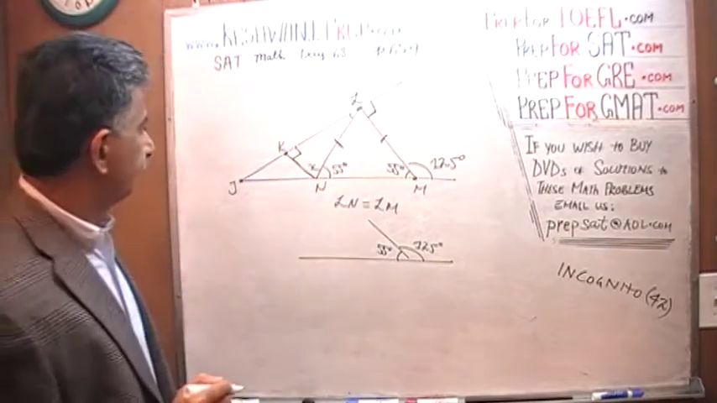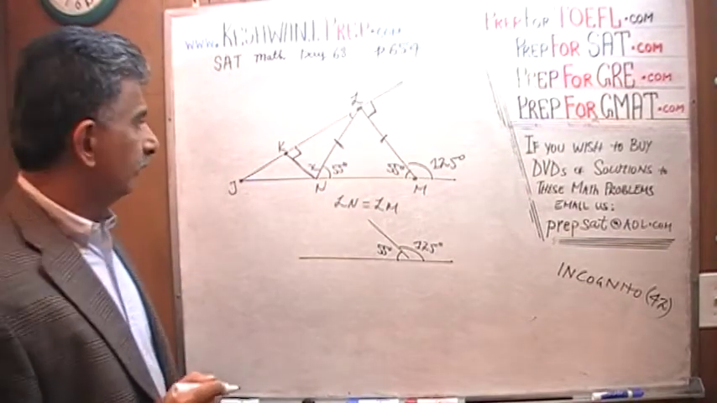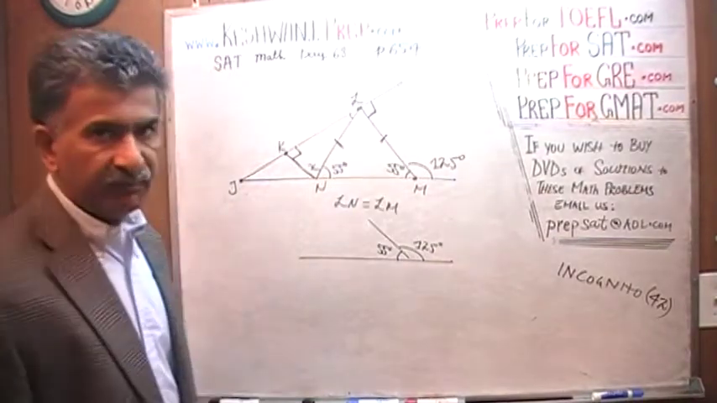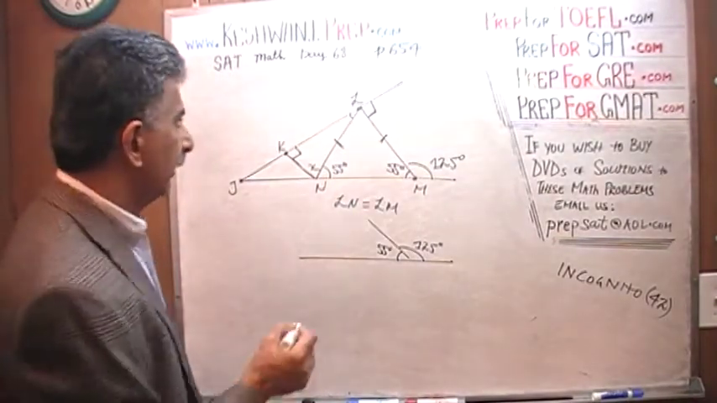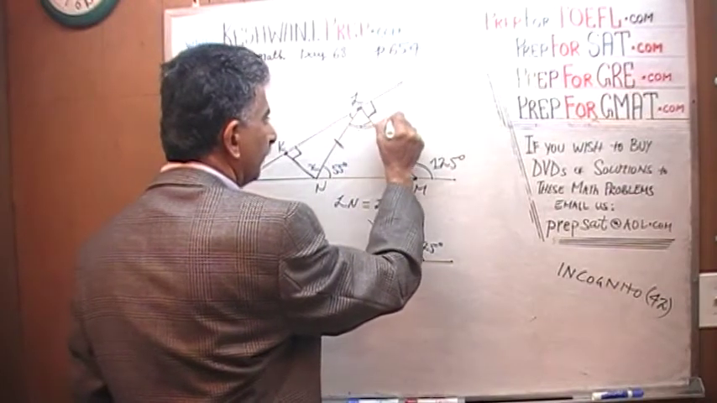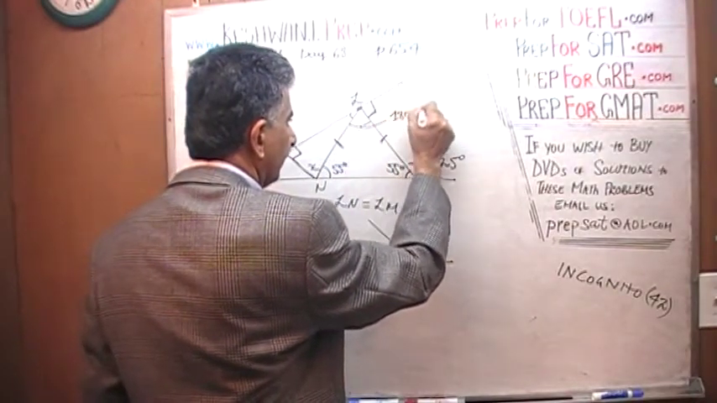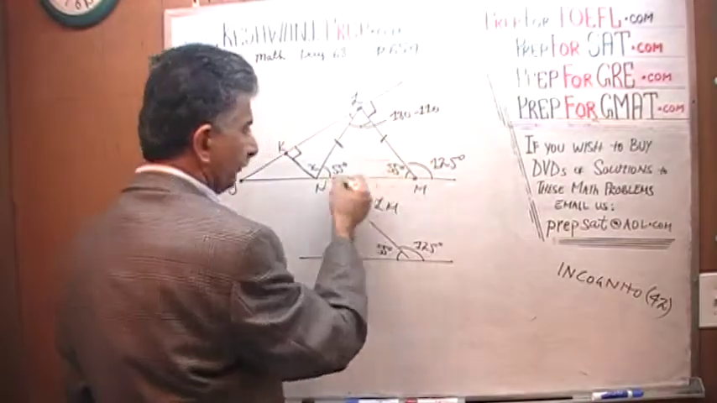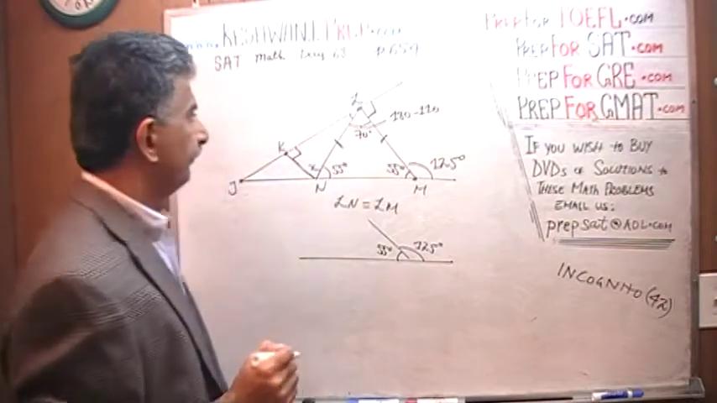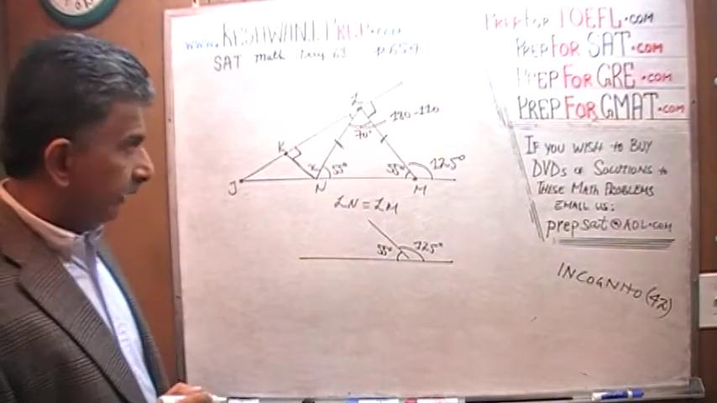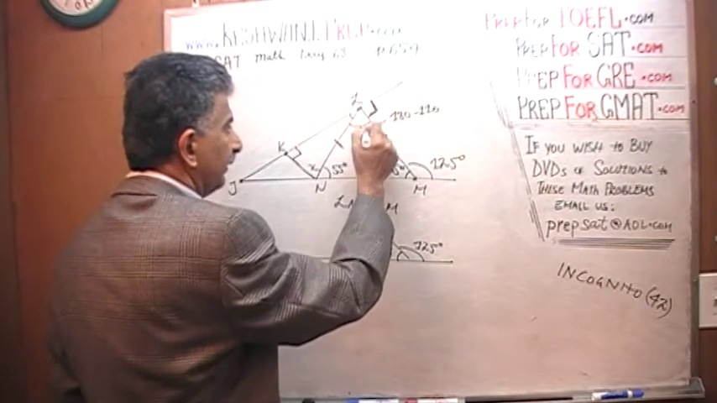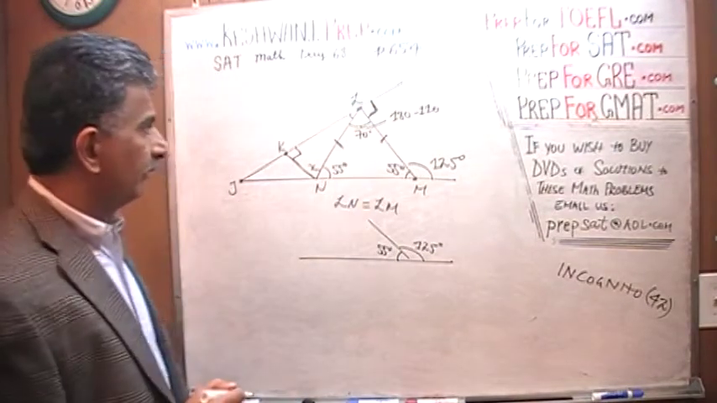Are you with me? If this is 55 and this is 55, 55 plus 55 is 110. Therefore, this angle right here must equal 180 minus 110, because they have to add up to 180. In other words, this angle is 70 degrees. Are you still with me? Very good. This is 90. This angle is 90. 90 plus 70.